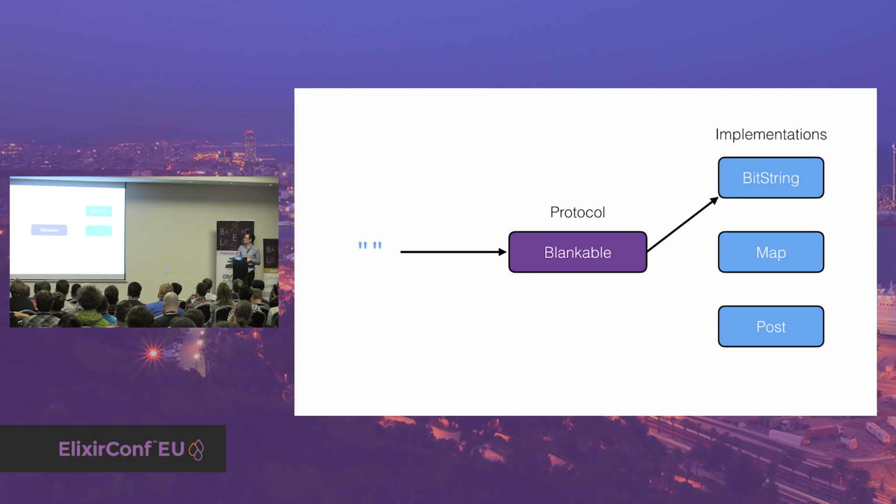OK, so to diagram this out a little bit, we have our Blankable protocol, and we have implementations. So we have one for a bit string, and for a map, and for a post. And if we pass a string to our protocol, it will dispatch to the string implementation. If we pass a map, it will dispatch to the map implementation.